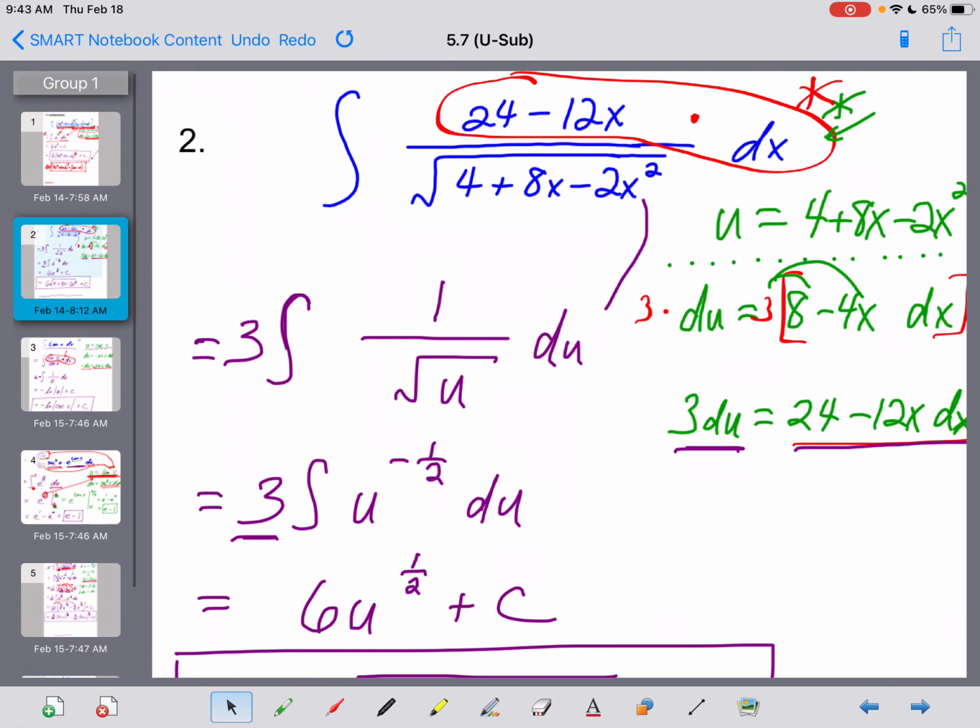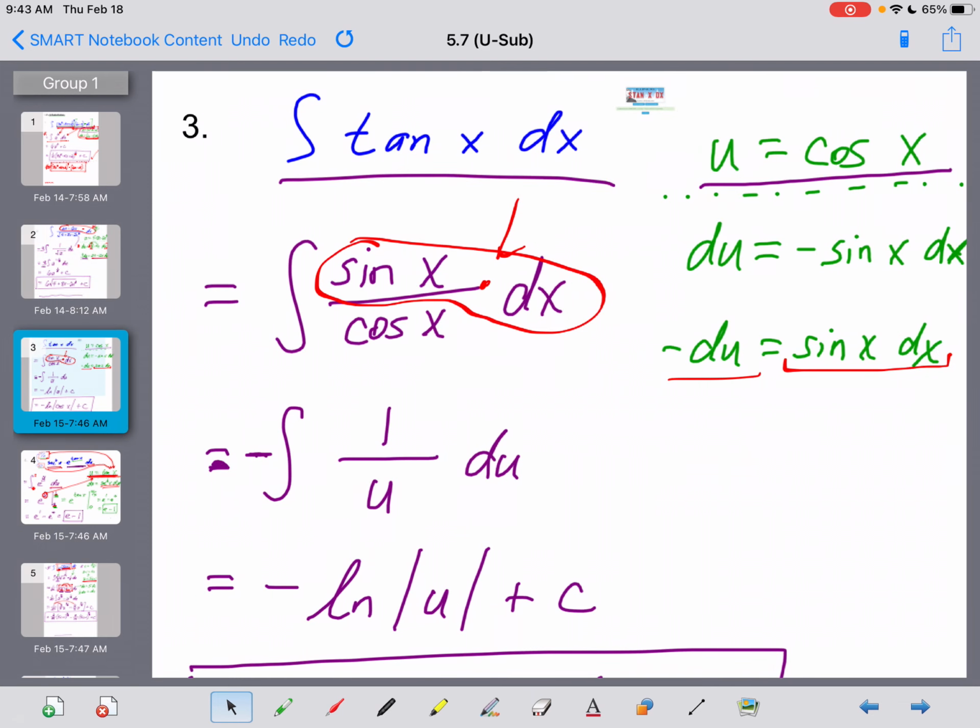Let me take you back to the fractions we've seen so far here in example 2. Take a look at this problem. Look at your numerator. Look at your denominator. Where did u come from? U came from the denominator. Look at the next problem, the tan x dx problem. We changed it into sine of x over cosine of x, and for a reason we discussed, we let u once again come from the denominator, not the numerator.